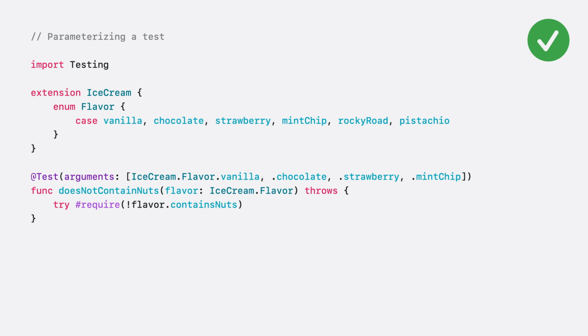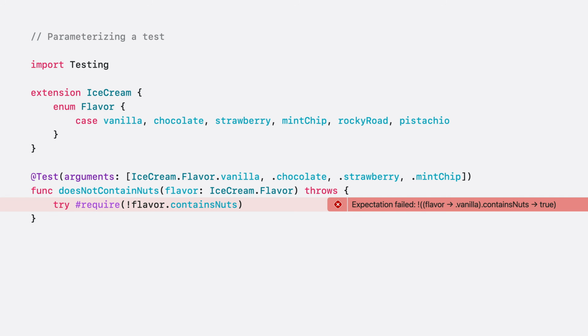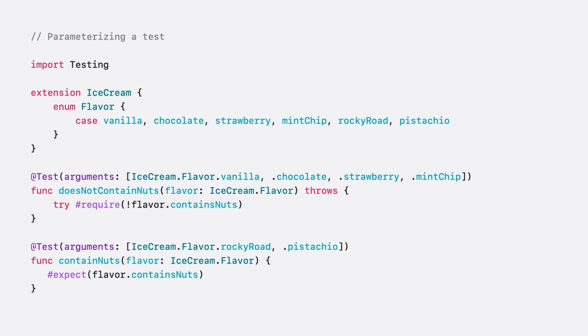You can move the inputs up and pass them to the test attribute instead of iterating over them inside the test function. When a collection is passed to the test attribute for parameterization, the testing library will pass each element in the collection, one at a time, to the test function as its first and only argument. Then, if the test fails for one of these arguments, the corresponding diagnostics will clearly indicate which inputs need your attention. You're almost done. If you add a second function that tests those flavors that do contain nuts, you'll have 100% code coverage for this enumeration. And it's easy to add new test cases if you expand the enumeration in the future.